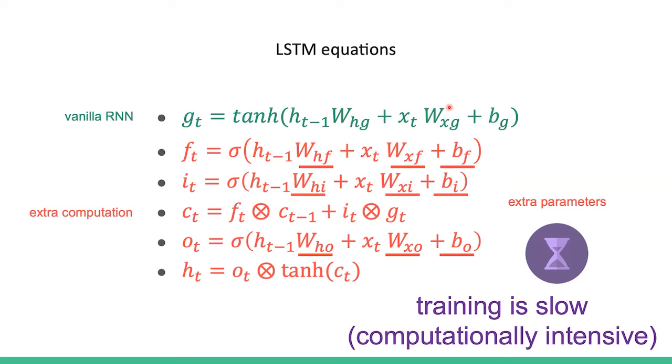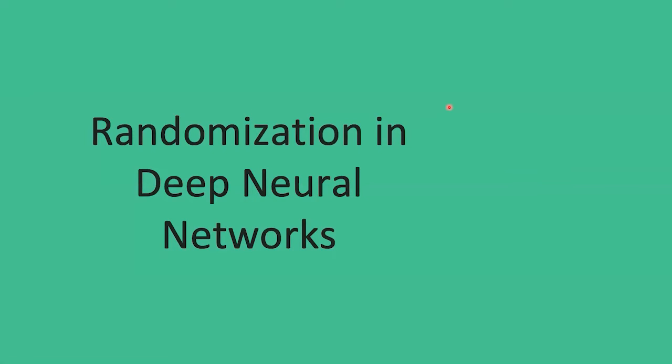This can be, of course, fine, but perhaps there are situations where we don't need all this extra computation in order to appropriately solve our task. So we want to find alternatives to this possibility of using long short-term memory networks. This leads me to the concept of randomization in deep neural networks, which I would like to use as a proxy to motivate further the need for alternatives to more complicated neural network architectures in a moment.